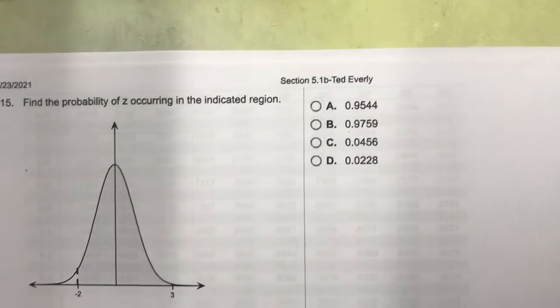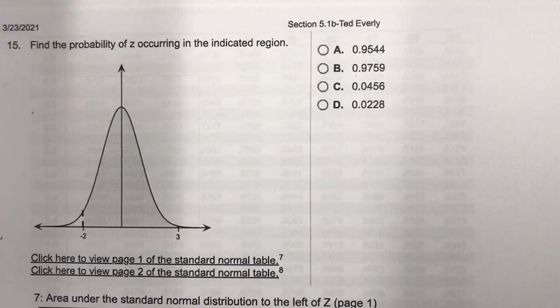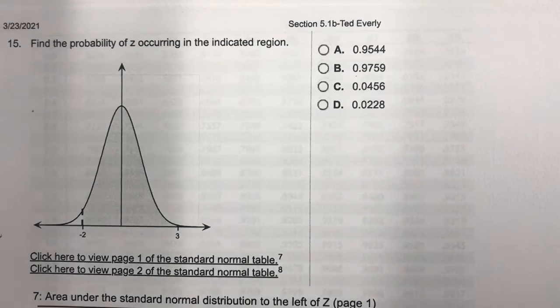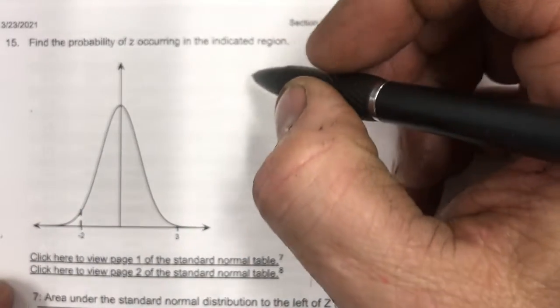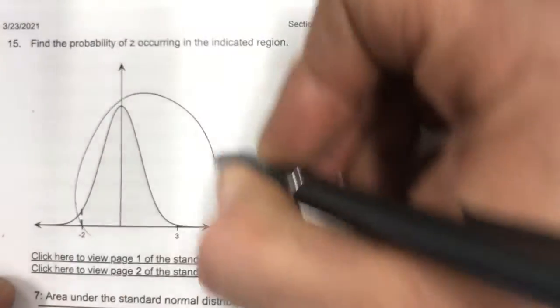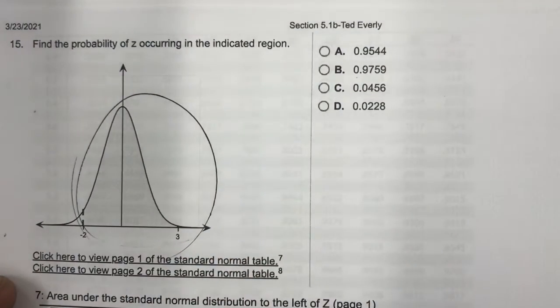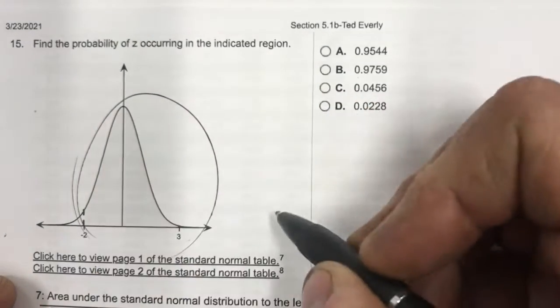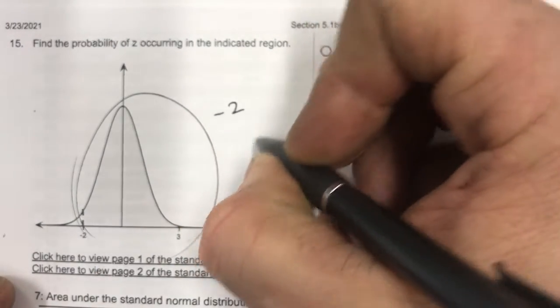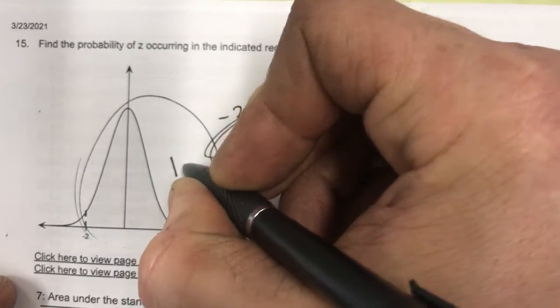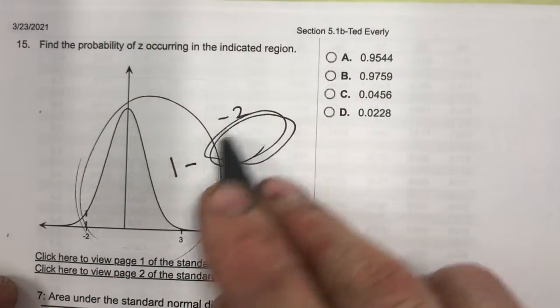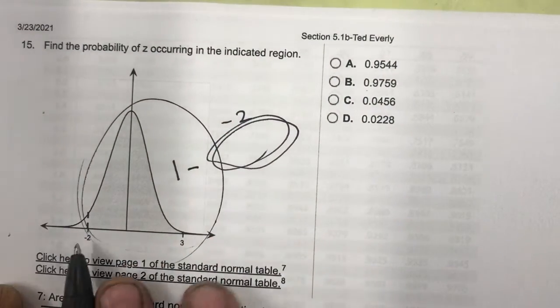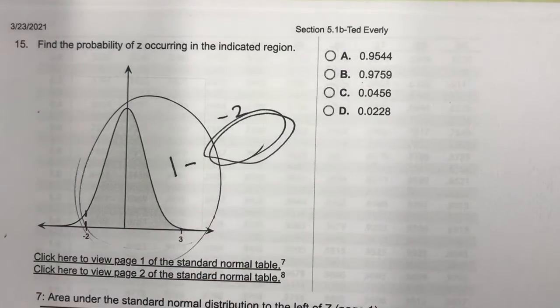Okay. All these are similar questions. Number 15. Find the probability of Z occurring in the indicated region. All right, I see I got -2 here, and it looks like everything on this side of it is shaded. So again, that's to the right of it. So I'm going to have to look up -2, then do 1 minus it because this -2, if I look it up, is going to go to the left. I want what's to the right.